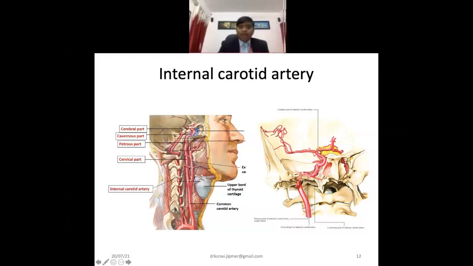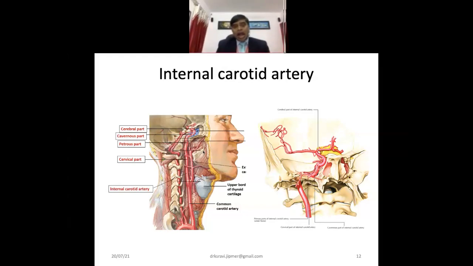So this internal carotid artery enters into the middle cranial fossa via the carotid canal. When you see this internal carotid artery, it is a branch from the common carotid artery. It enters via this carotid canal, and then it will appear at the foramen lacerum. Then it goes anteriorly and medially. We have the cavernous sinus, and then it goes upwards. We have the anterior clinoid process over here, and it will be medial to this anterior clinoid process. Then this internal carotid artery will pierce the dura mater and enter into the subarachnoid space.